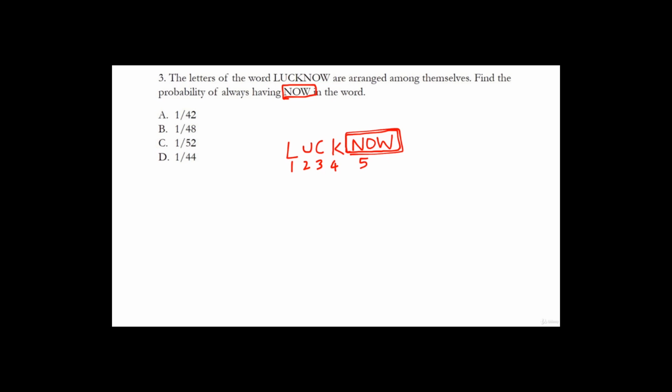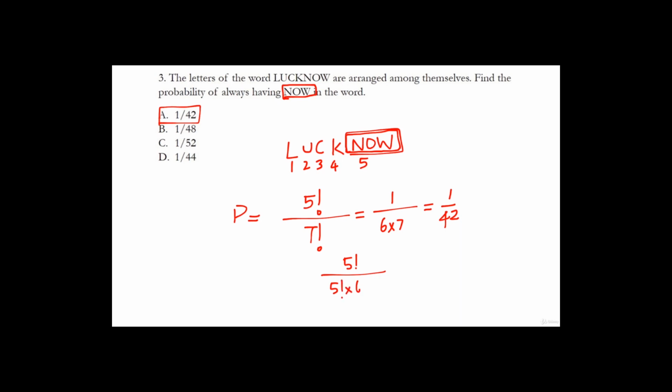So these five elements can be arranged in 5 factorial ways. Without this condition, we have 7 letters. Those 7 letters can be arranged in 7 factorial ways. So out of 7 factorial arrangements, only 5 factorial arrangements will have N, O, W in that particular order. So the probability is 5 factorial divided by 7 factorial, which is 1 divided by 6 into 7, which is 1 by 42. So option A is the right answer. So here 5 factorial divided by 7 factorial is 5 factorial divided by 5 factorial into 6 into 7. So the denominator represents 7 factorial. 5 factorial and 5 factorial get cancelled. So that's why we wrote 1 by 6 into 7.